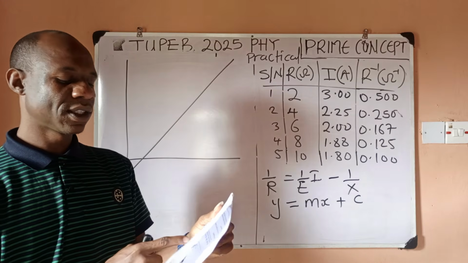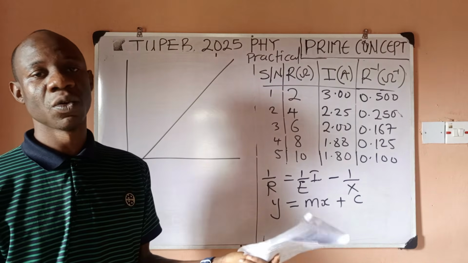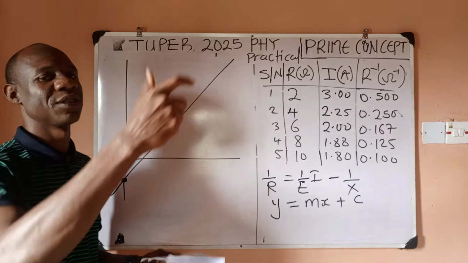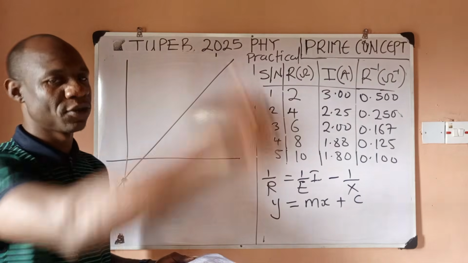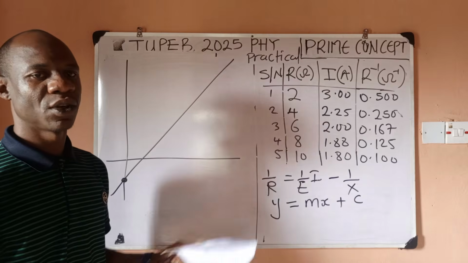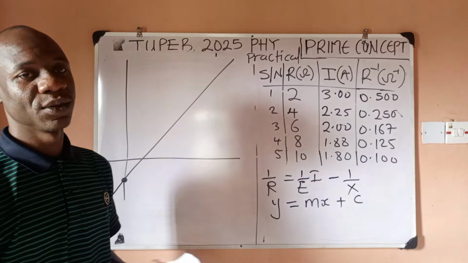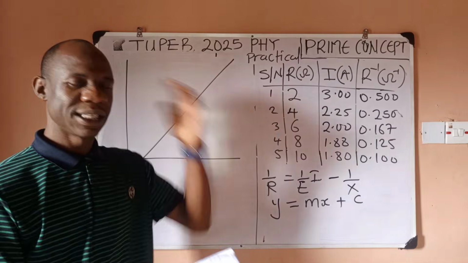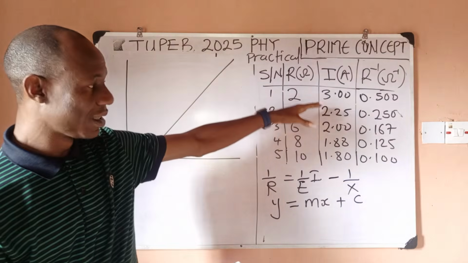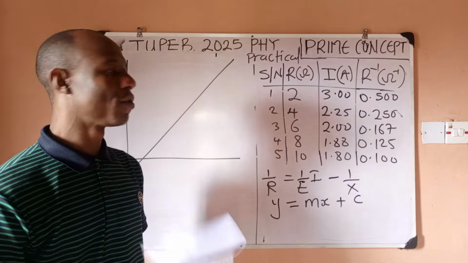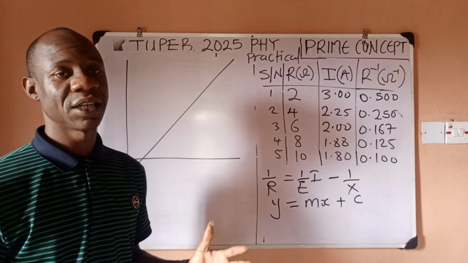The next question said, evaluate 1 over your slope. Of course, what are they trying to do? When you evaluate 1 over your slope, it should give you 3 volts, the EMF. That is what they want you to do. So in order for you to understand this, in my next video, I'm going to plot the graph, then use this table of values to answer the other questions that follow. So I believe this is really very clear to you.